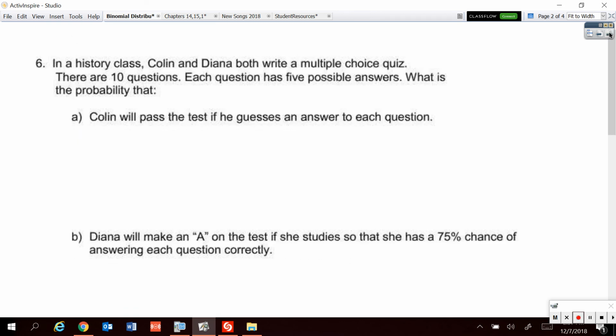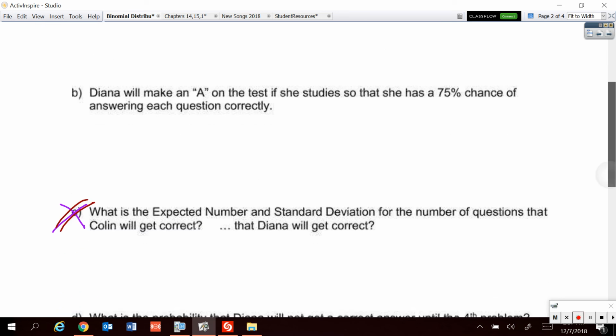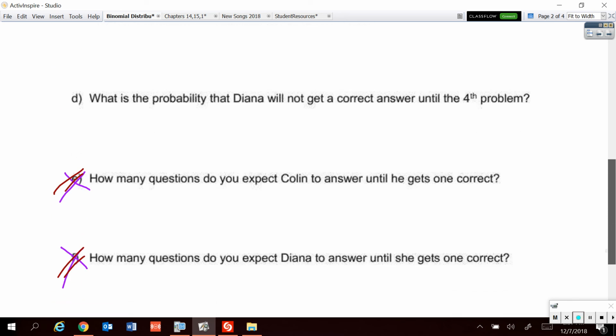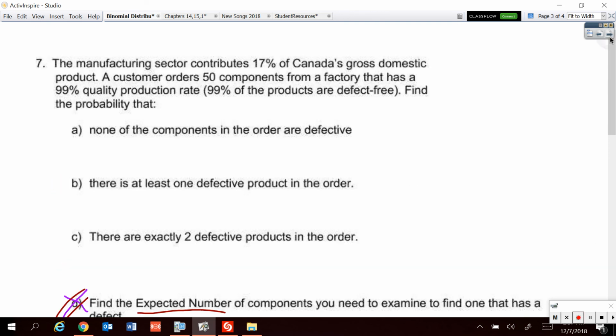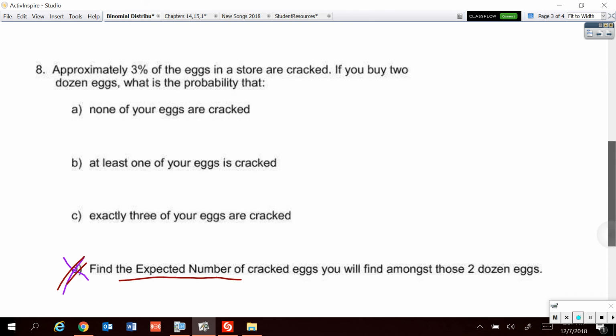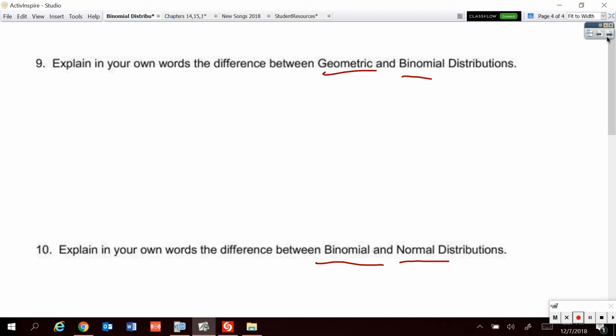Okay, turn the page. Problem 6, C, and F. E and F, okay? 7D. 8D. And finally, I want you to notice that 9 and 10 are you explaining in your own words the difference between geometric and binomial, because we had discussed that, and explaining in your own words that idea of the binomial versus the normal model. Okay.